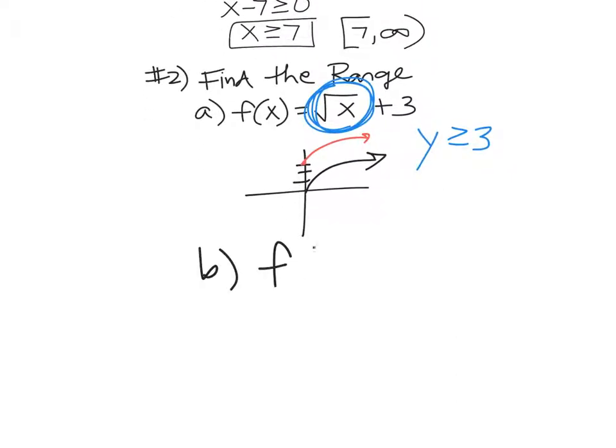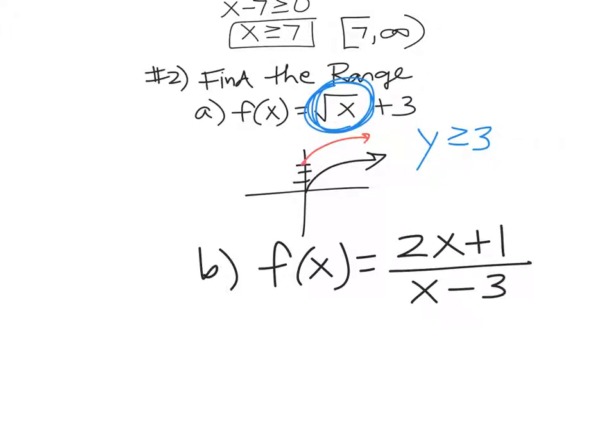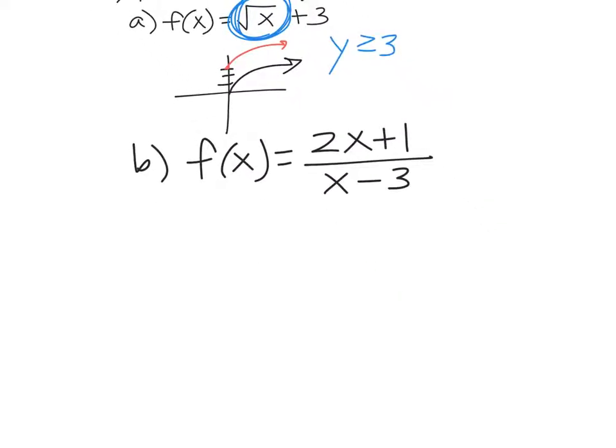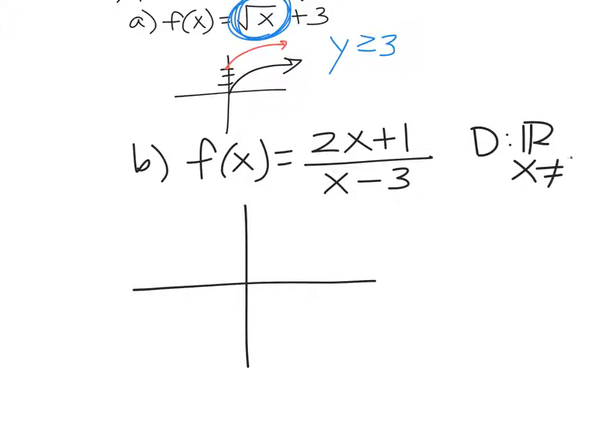Let's do f of x equals 2x plus 1 over x minus 3. Let's find out what the range of that is. Do you remember graphing those last year? Remember, they had branches. x cannot equal 3, for sure. So that's the domain. The domain would be all real numbers except for 3.